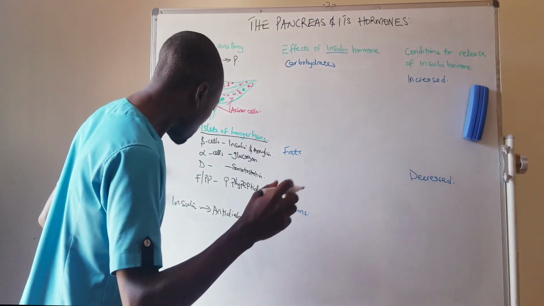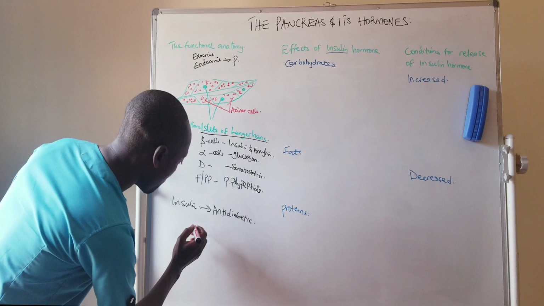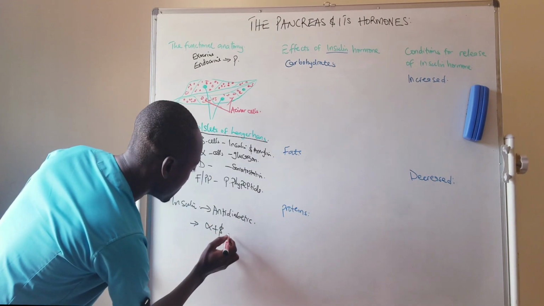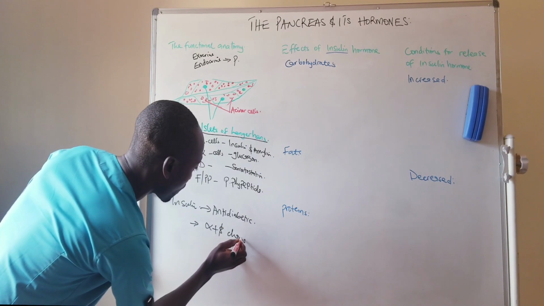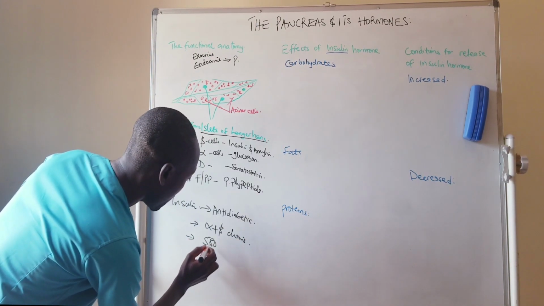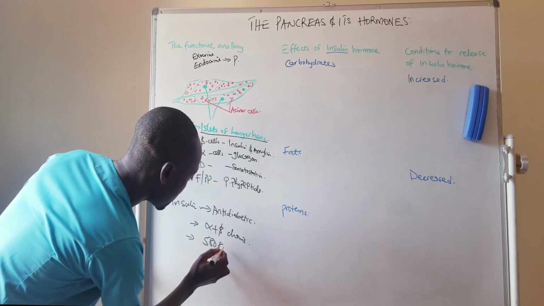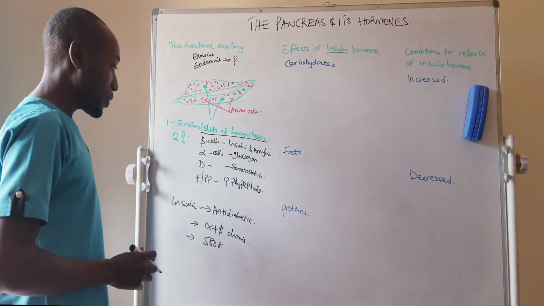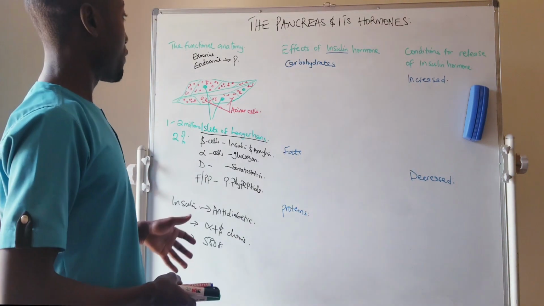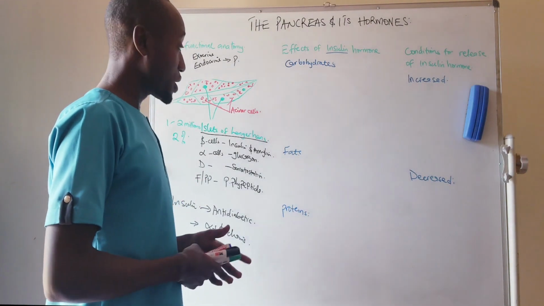polypeptide. So, insulin is basically a polypeptide that has alpha and beta chains, okay, and it has a molecular weight of about 5,808. All right, so this is briefly about the functional anatomy of the pancreas and its hormones.